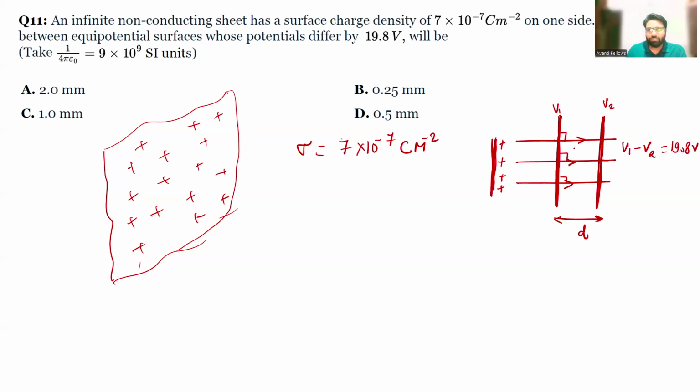Okay. Now we know the relation that delta V is equal to minus E into delta R. Now delta R is the separation between these two plates, or between these two surfaces over which we are calculating the difference of potential. Delta V we can write as V2 minus V1, is equal to minus E, and delta R is nothing but D. Now V2 minus V1 is minus 19.8, because it is V1 minus V2 that is 19.8. Okay.